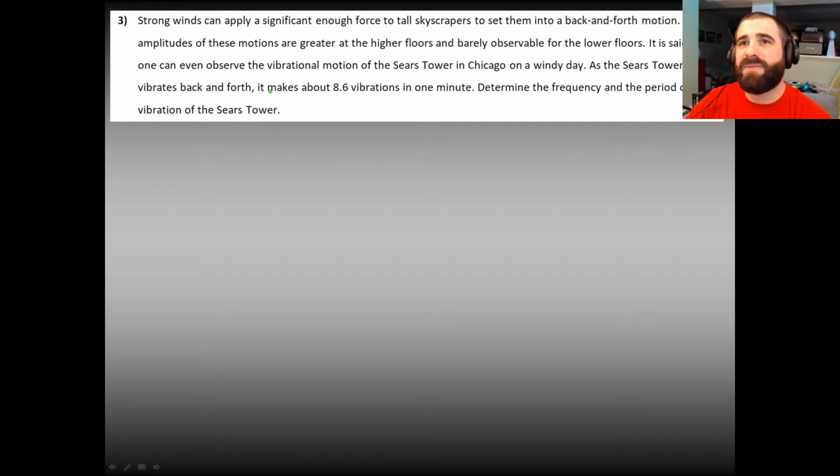As the Sears Tower vibrates back and forth, it makes about 8.6 vibrations in 1 minute. Determine the frequency and period of this vibration of the Sears Tower. Okay, so this is just a harmonic motion problem. So determine the frequency.